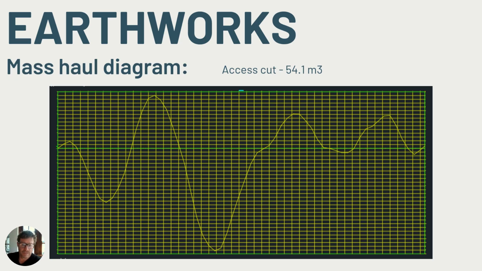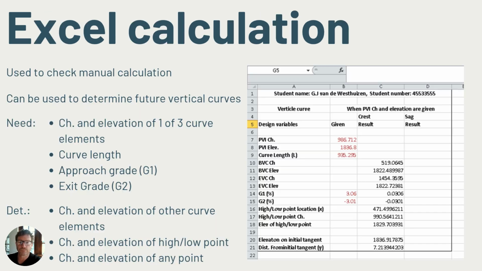If these large volumes are deemed to be a problem, it will be required to find a more suitable, flatter corridor that will be able to handle the required four-lane divided road with its geometric requirements?